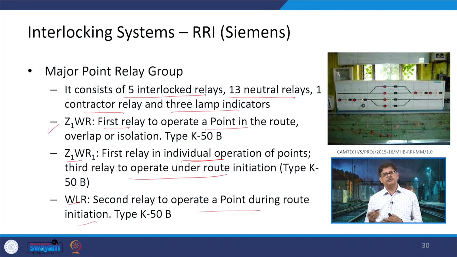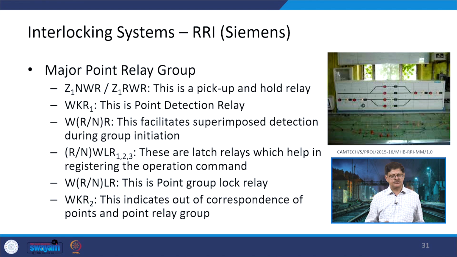So, depending on where the train is, what is to be operated needs to be controlled from the control panel. So, again Z1 NWR or RWR, so it is one for a normal condition, another is for a reverse condition. So, that is an N and that R, that is how they are being used. So, this is a pickup and hold relay. WKR1 is a point detection relay. WR or NR, again that is for the reverse and the normal conditions, facilitates superimposed detection during the group initiation.